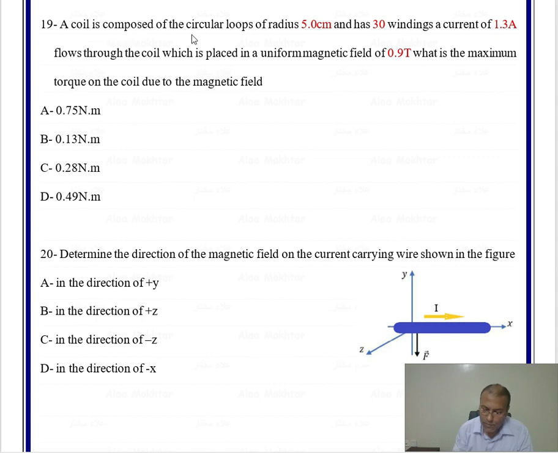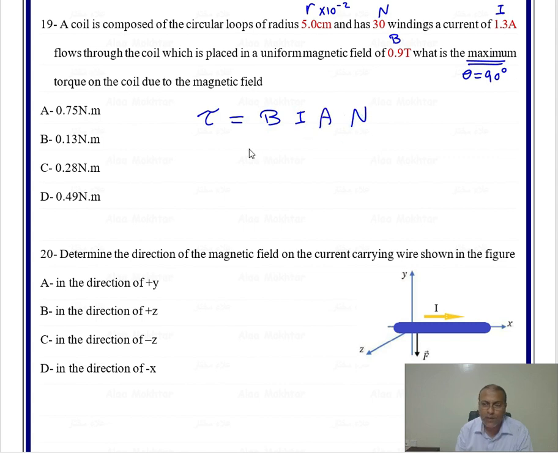Question number 19. A coil is composed of a circular loop with a radius r centimeters divided by 100, or times 10 to the negative 2, and 30 turns. A current I flows through the coil, which is placed in the uniform magnetic field B. What is the maximum torque on the coil due to the magnetic field when theta equals 90 degrees? Maximum torque equals N I A B only.